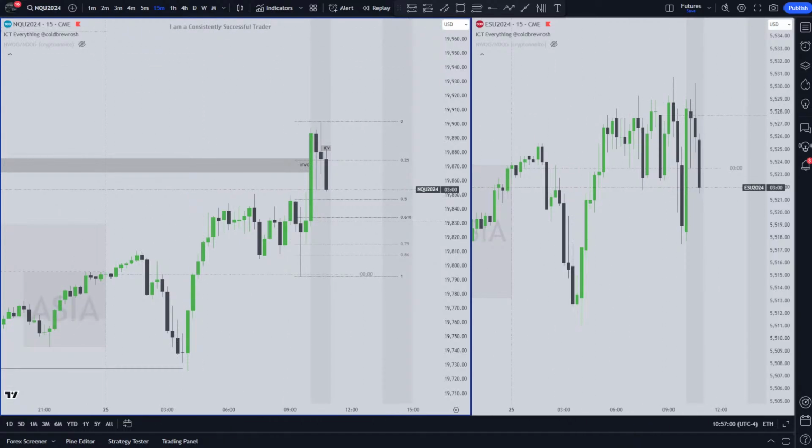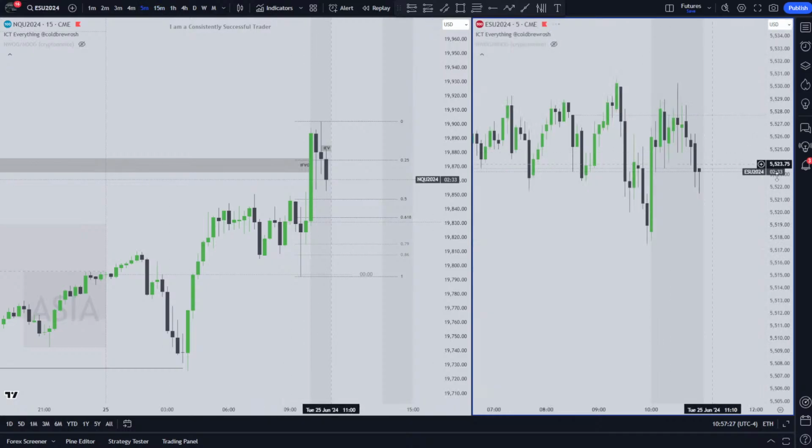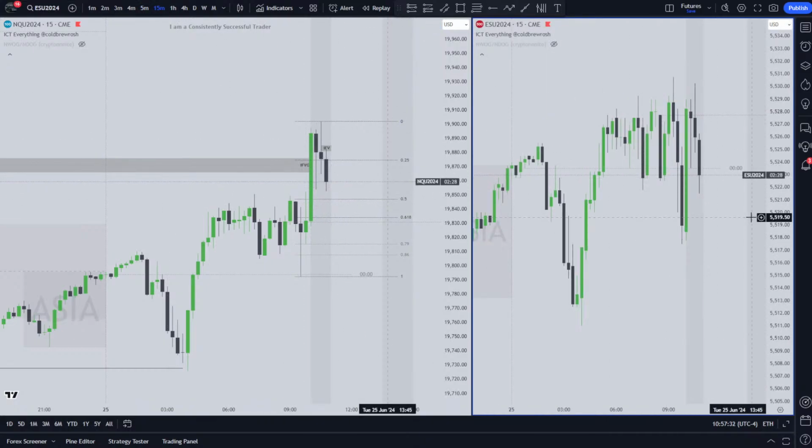Bro, I'm so glad I don't enter blind, because it's so easy to just get manipulated into higher time frame points of interest. I don't think she's got a point of interest. I don't see where her buy was. Oh, it was a 5 minute fair value gap, I think, actually. Yeah, so she bought in a 5 minute fair value gap. That's not too bad.